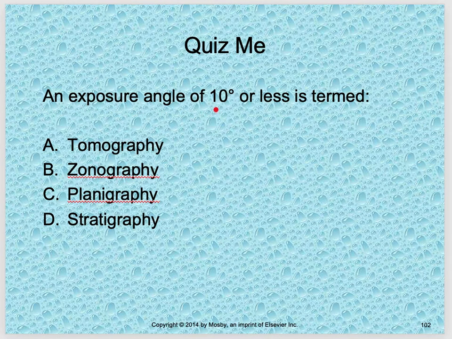An exposure angle of 10 degrees or less is termed what? Is it termed tomography, zonography, planigraphy, or stratigraphy? And that is tomography. So know that tomography is an exposure angle of 10 degrees or less.